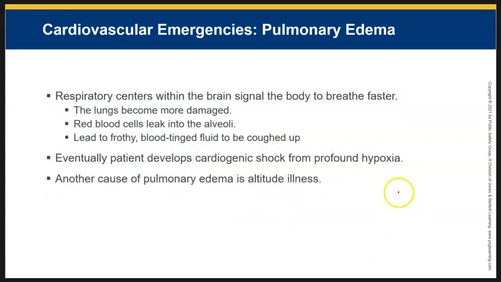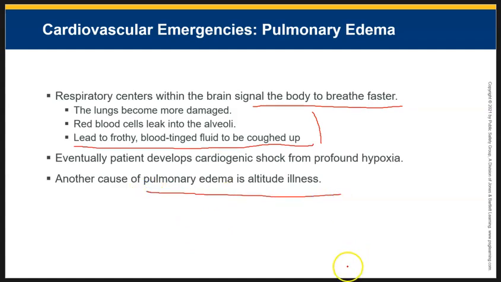The respiratory centers within the brain signal the body to breathe faster in an effort to combat that hypoxia. We may see in extreme or advanced cases frothy blood-tinged fluid to be coughed up due to the fluid backup in the alveoli. Another cause of pulmonary edema, discussed later, could be an altitude injury.